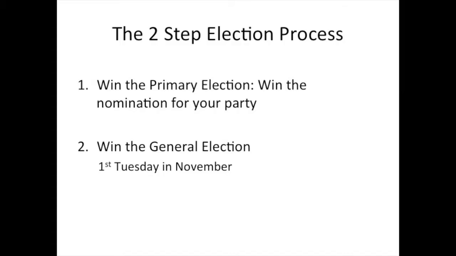We've already discussed primary elections and general elections, but here's a quick recap. Remember that elections in general are a two-step process for representatives, senators, and even presidents. The first step is always winning the nomination for your political party. This is the primary election. The second step is the general election. This is the big election that takes place the first Tuesday in November. All right, now let's go back.